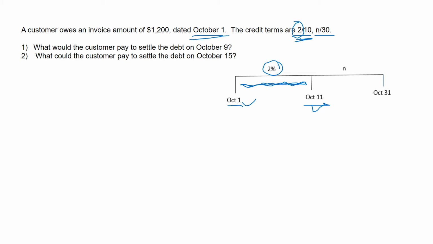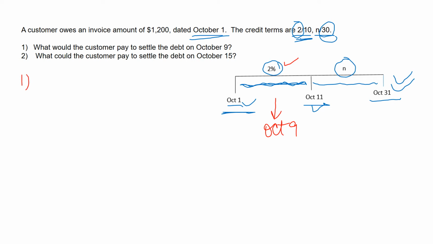Or 30 days from the starting date, October 1st, we end up on October 31st. So anything in this time slot is eligible for net amount, right? This is the timeline. Now the question says, what would the customer pay to settle the debt on October 9th? Now October 9th is in this time slot, right? So that means the person is eligible for 2% cashback.